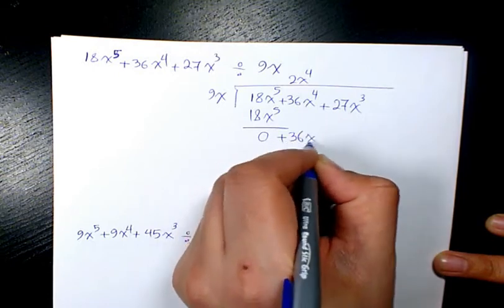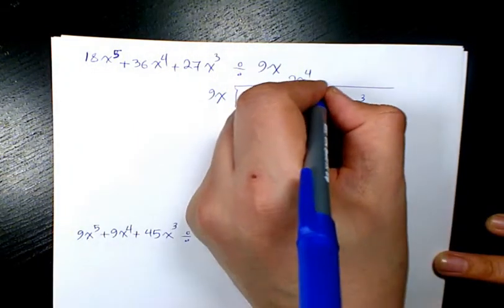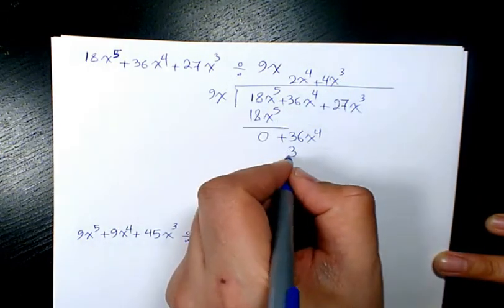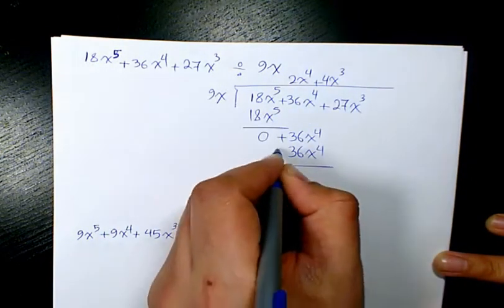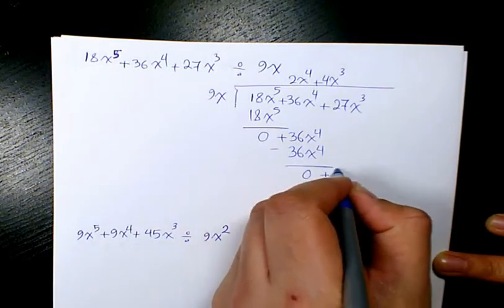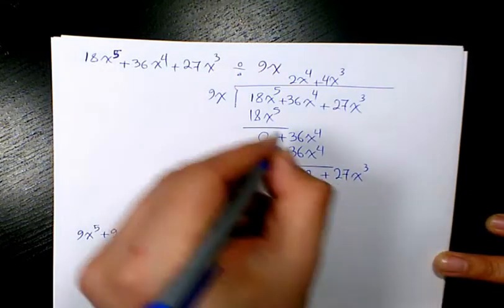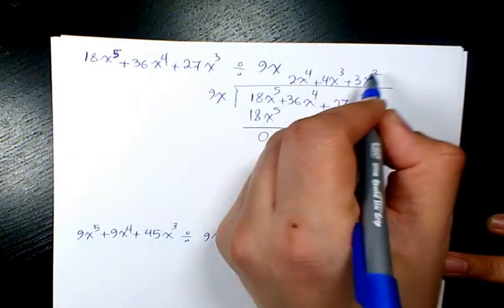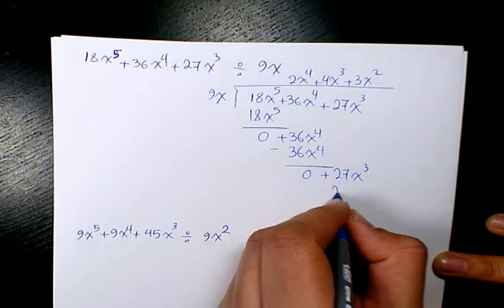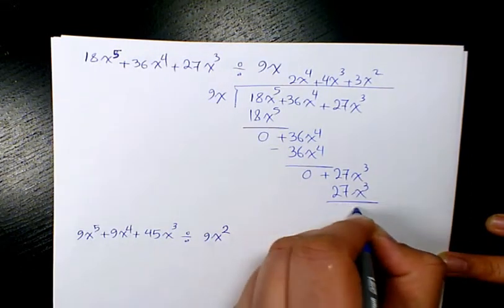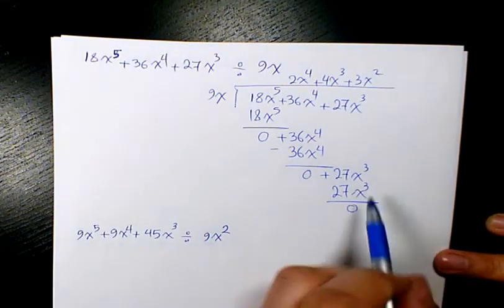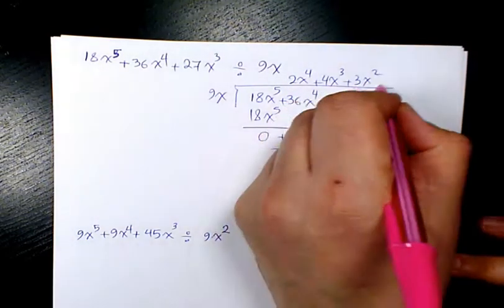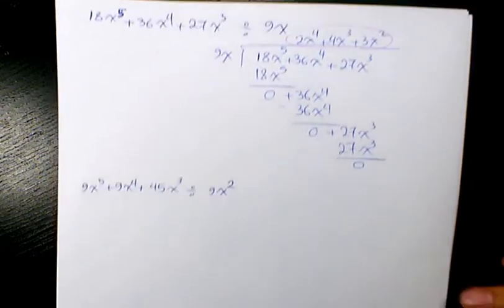Then you bring this one down. Divided by that, it is going to be 4x cubed. When you multiply it, it's going to be 36x to the power 4. That's going to be 0. When you bring the next one down, divided it is going to be 3x squared. Then you multiply 3x squared by 9x, it is going to be 27x cubed. That's going to be 0 again. So the remainder is 0, and this one is going to be the quotient. This is the answer to this question. Next one.